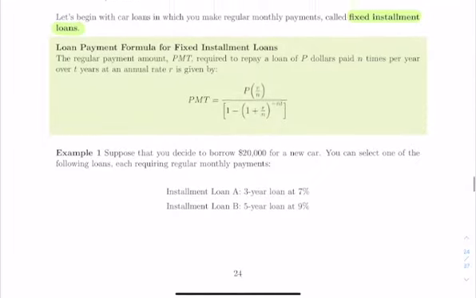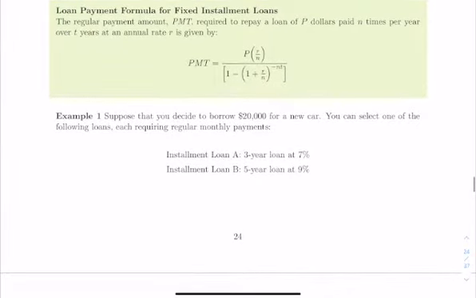Suppose that you decide to borrow $20,000 for a new car. You can select one of the following loans, each requiring regular monthly payments. The first loan is a 3-year loan at 7%, and the second loan is a 5-year loan at 9%. We want to find the monthly payments and the total interest for loan A. So let's just figure out the monthly payments first.